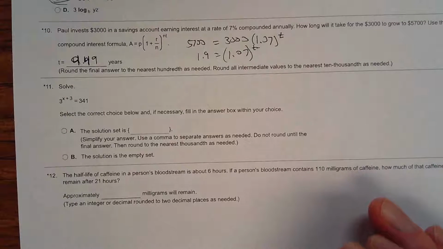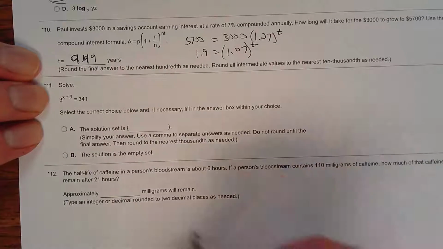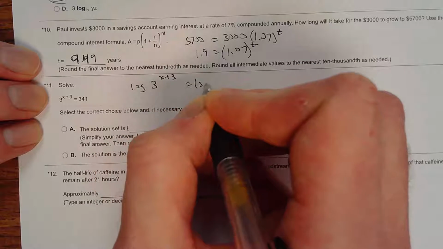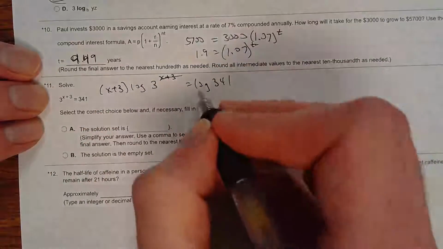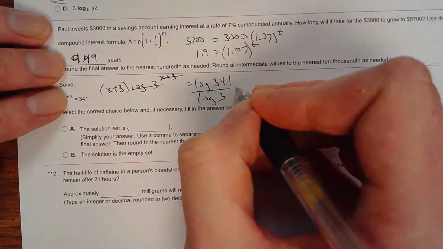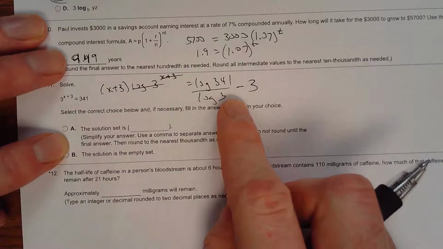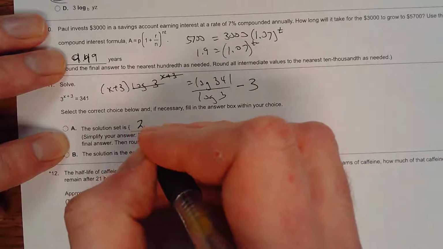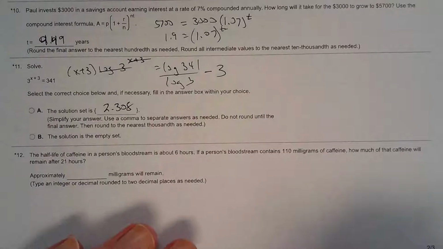Number 11, so we're almost there. Solve this guy. So, again, I'm going to use a log. I'm going to log both sides. So log of 3 to the x plus 3 equals log 341. Pull the x plus 3 out front, and then divide by log 3. And eventually, if I want the exact answer, I'm going to subtract 3 from this. So type all this into the calculator and subtract 3 at the end, and you get 2.308.